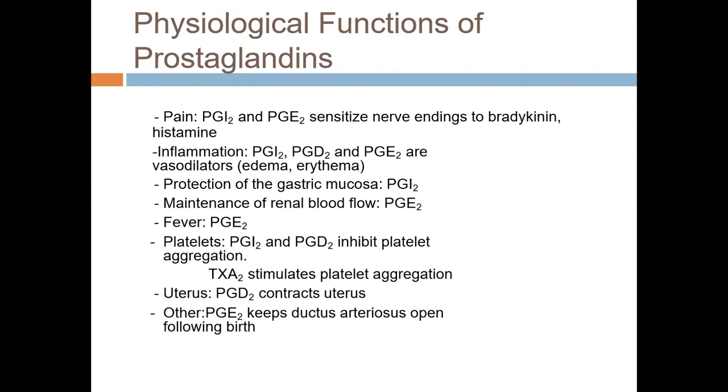Fever from gastrointestinal and platelet aggregation, and prostaglandin inhibiting platelet aggregation. So TXA stimulates platelet aggregation and for the purpose of clotting pathways, and also in the uterus, prostaglandins stimulate contraction in utero. This is the one which is used to induce labor. Other prostaglandins keep the ductus arteriosus open after birth.